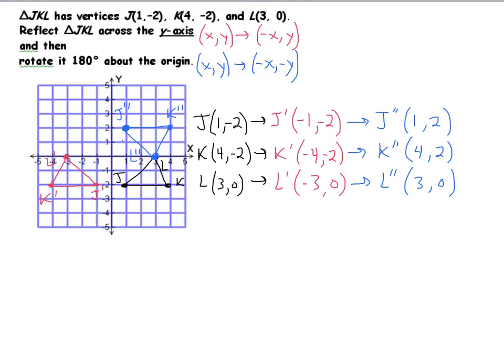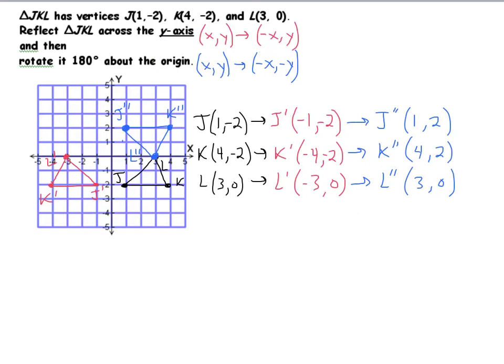So the first transformation was across the y-axis. So my original triangle gets flipped across the y-axis, and that's how I get J prime of (-1, -2), K prime of (-4, -2), and L prime of (-3, 0). Because of the rules, flipping across the y-axis meant we negated the x's and kept the y's the same.